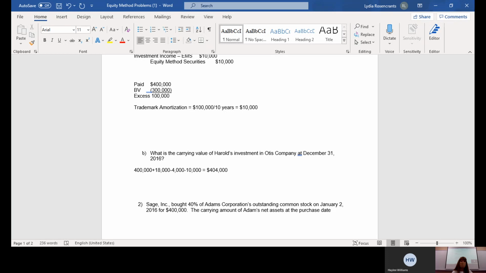The only difference would be we wouldn't have that last journal entry. So investment income would have been 18,000 alone, and the carrying value of the investment would have been 414,000. And that's it. We would ignore the goodwill and we wouldn't make that fourth journal entry, and it would be just like the equity method stuff that we did in year 3.